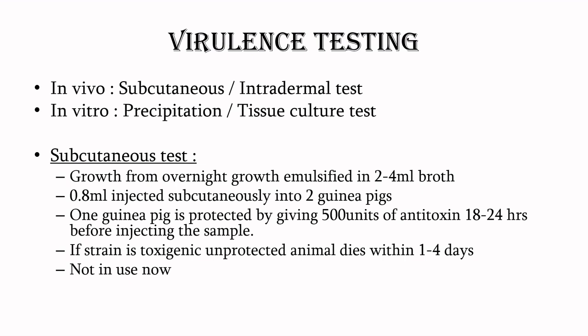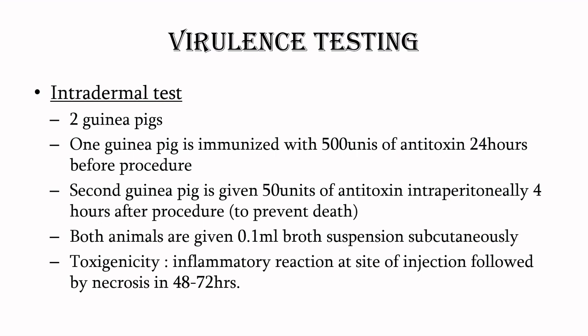So what happens if the strain is capable of producing a toxin? The animal will die within 1 to 4 days. Obviously, it is a cruelty, so it's not used now. A slightly more humane version, if you want to call it that, is another animal experiment, intradermal testing, where you take 2 guinea pigs, you give 500 units of antitoxin to one guinea pig, and give 50 units of antitoxin intraperitoneally 4 hours before the procedure to the second guinea pig, just to prevent death.